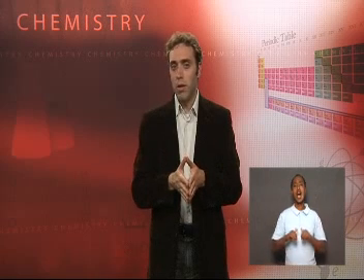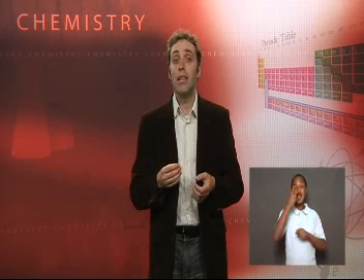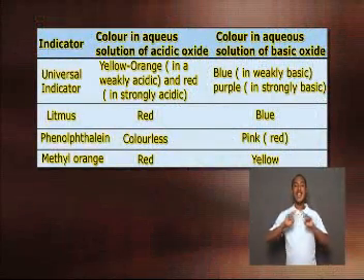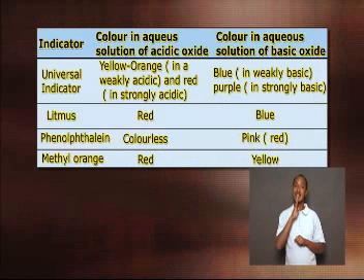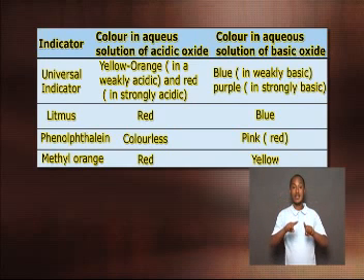How can we determine whether a substance is basic or acidic? We can use indicators such as universal indicators and litmus paper. They identify acidity or basicity by changing color. In this table, you can see some examples of the color changes that indicators display when they come into contact with certain substances.